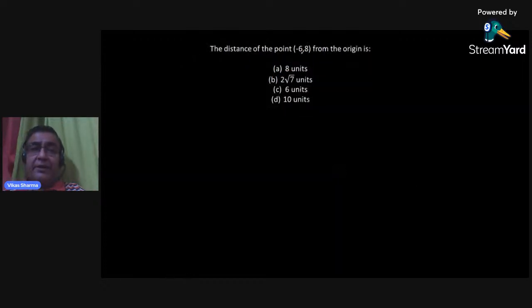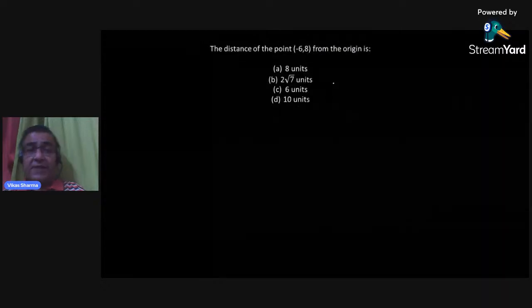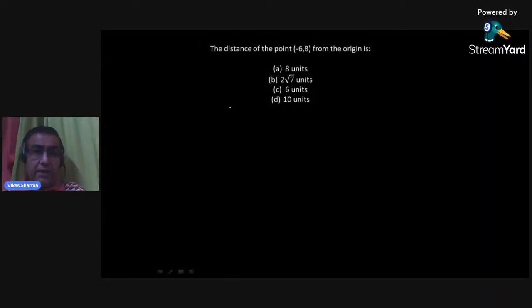The distance of the point minus 6 comma 8 from the origin is how many units? Again, like I said, I like to draw everything and see where the point lies. If we have the point minus 6 comma 8, we'll be looking at the coordinate axis like this, where this is minus 1, minus 2, minus 3, minus 4, minus 5, minus 6, and 8 will be 1, 2, 3, 4, 5, 6, 7, 8. So the point will be somewhere here. And we have to find the distance of this point from the origin.